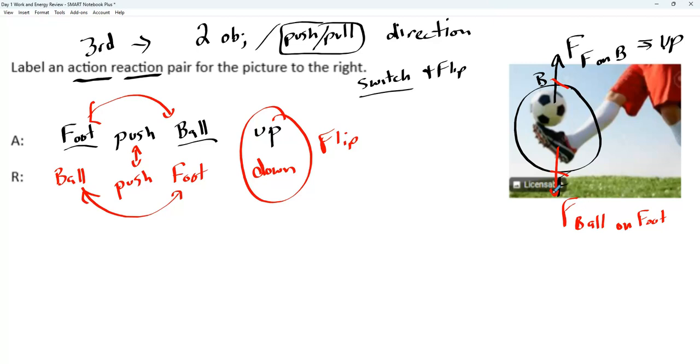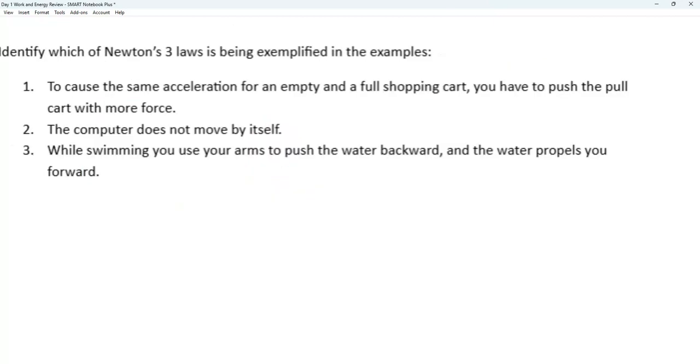You're going to have to do similar things. It'll be a different picture, but it's the same kind of idea. You look at the two objects interacting, that's essentially touching, and then you describe the force that one is exerting on the other, and then you do the switch and flip technique and get the other one. Okay? So that's action-reaction pair.